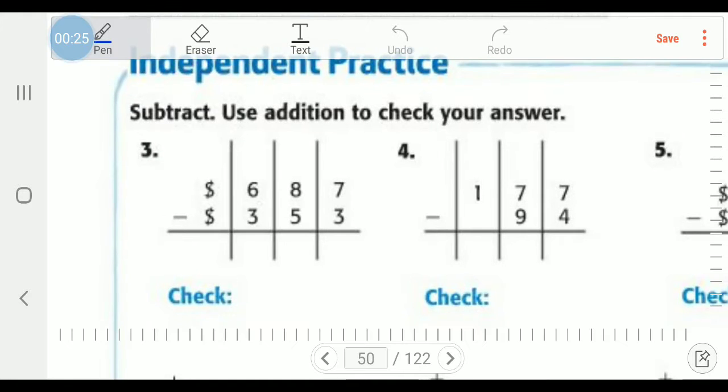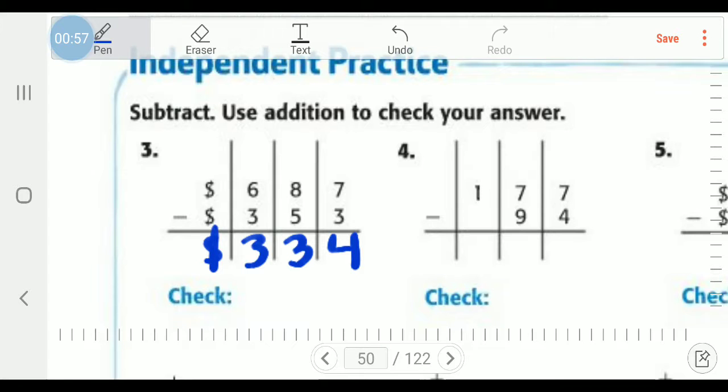Let's talk about number 3. First, they want us to subtract, and then they want us to use addition to check our answer. So I'm going to start with subtracting 7 minus 3. If you have 7 and you take away 3, you don't have to regroup at all. It's just 4. 8 minus 5, no regrouping required. It's just 3. Remember, when that bigger number is on top, you don't have to regroup. 6 minus 3 is 3. So 334 is going to be my answer in dollars.